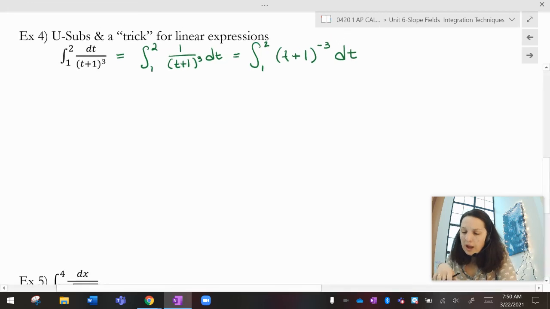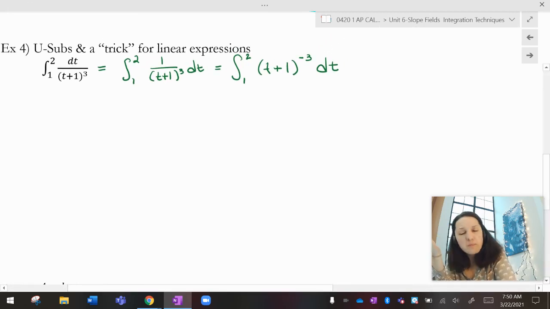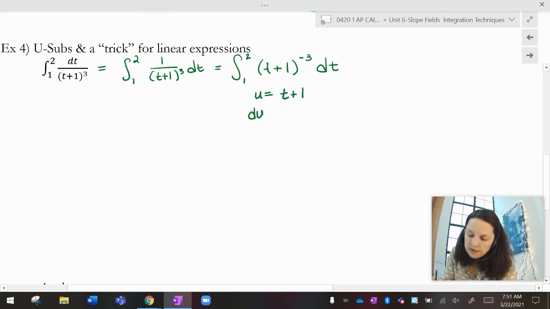So now I'm looking at this and I'm saying, well, I don't have a product this time, but I do technically have a quotient that I can't get rid of. So I'm going to let u here be t plus 1. du would be the derivative of t, which is 1 dt. So then if I wrote this using u's, I would have u to the negative 3, and dt gets replaced with du. Then I'm going to do U-bounds. So if I plug 1 in for t, I get 2. Plug 2 in for t, I get 3.